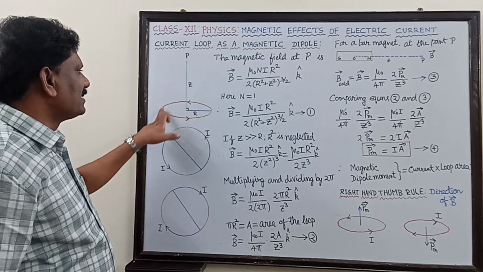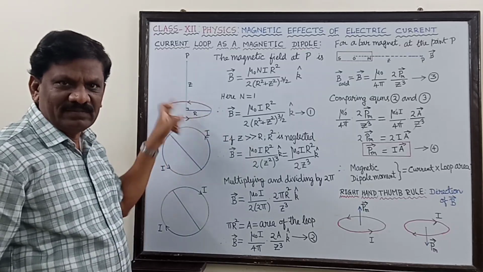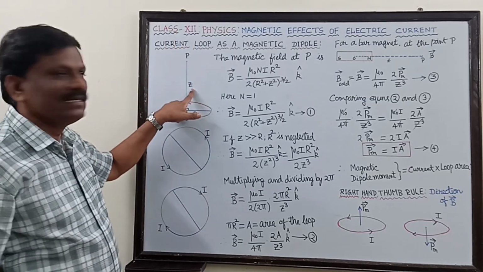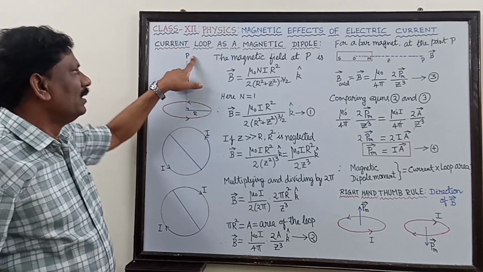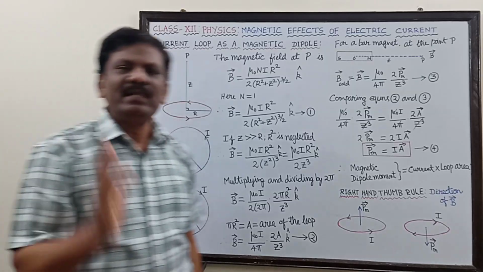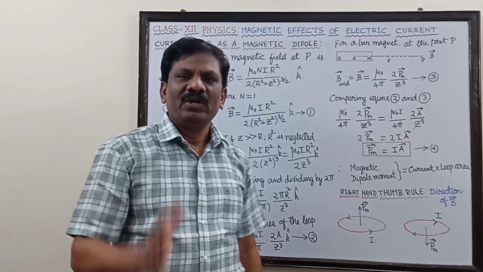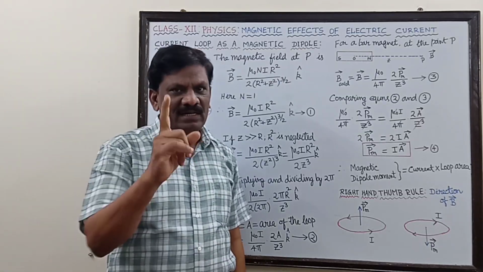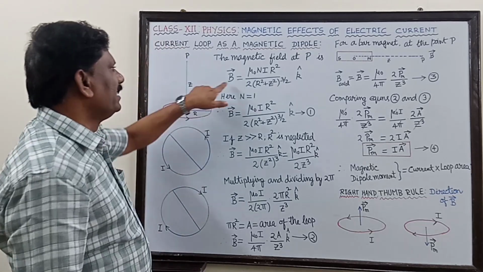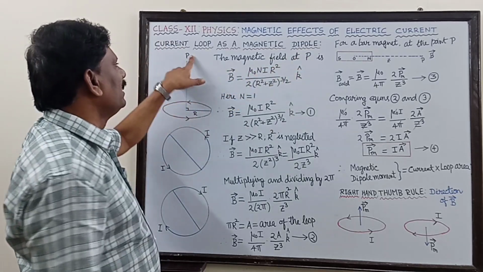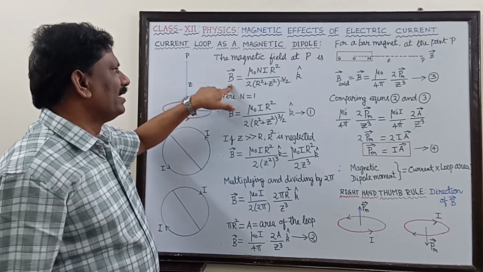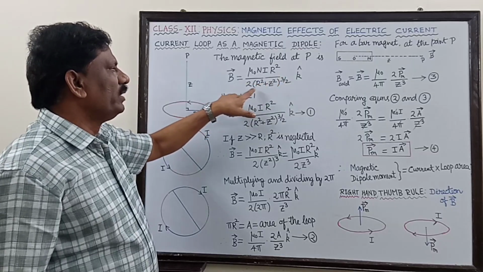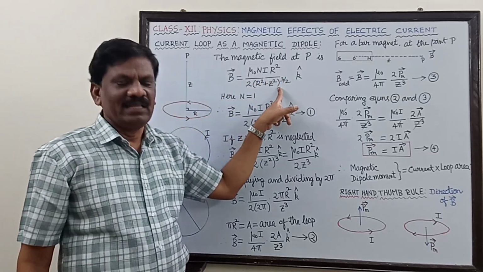You can see that this coil is kept on the XY plane, the horizontal plane, and along its axis, that is along the Z axis at a distance Z, I have chosen one point P. At this point, what will be the magnetic field produced due to a current carrying circular loop of radius R? We have already derived for n number of turns. The magnetic field at point P due to a circular coil carrying current is given by B equal to mu naught N I R square by 2 into (R square plus Z square) whole power 3 by 2.